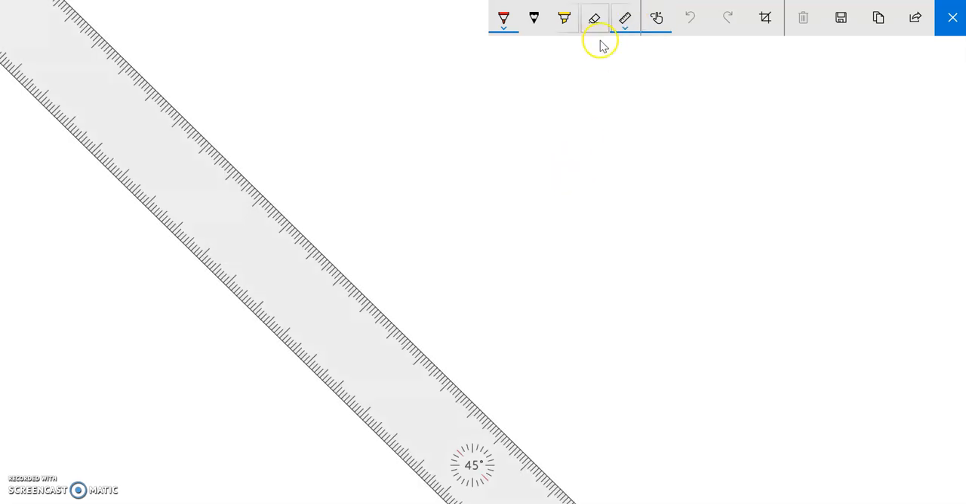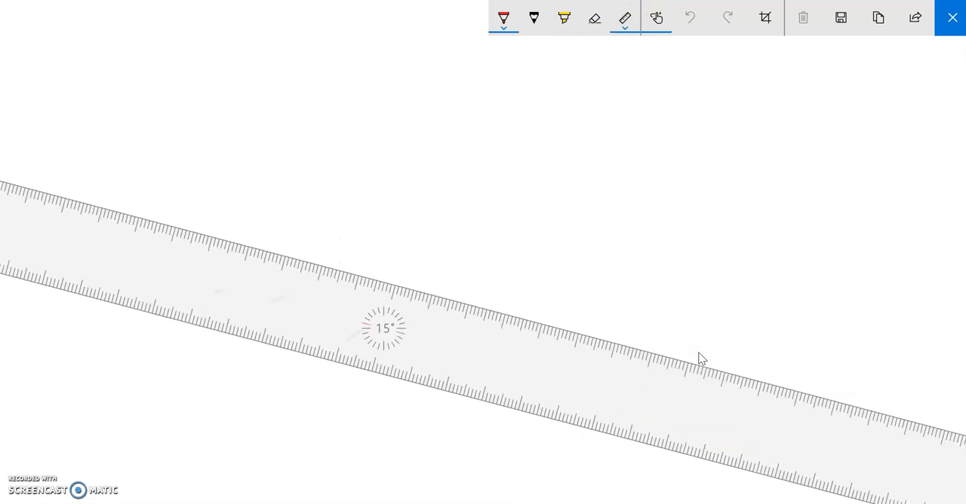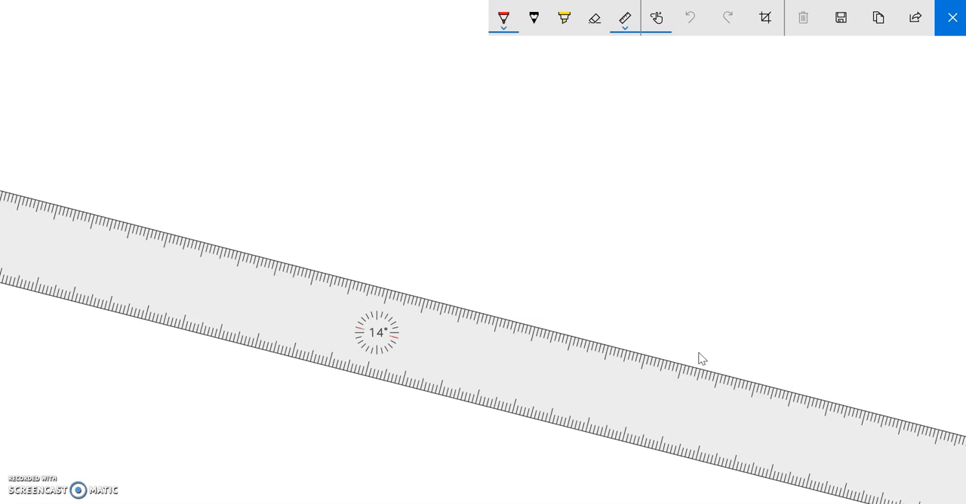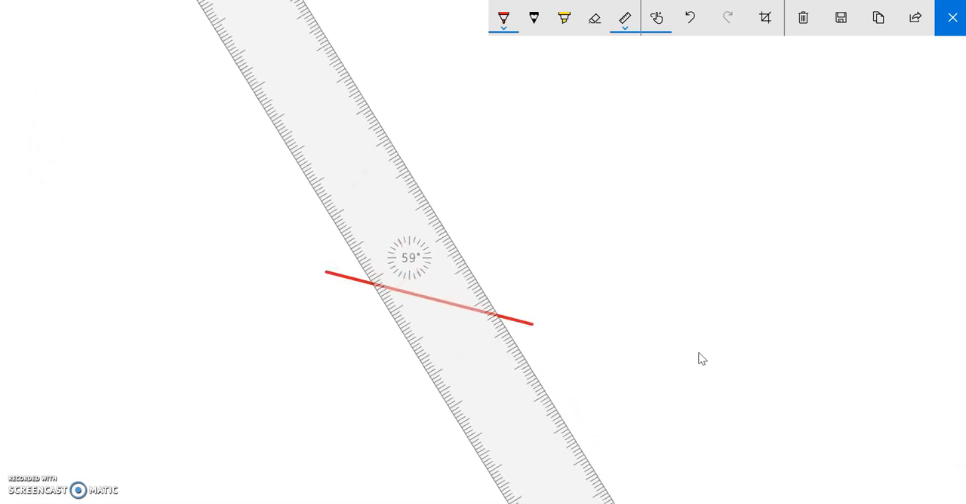All right, so I'm in Windows Ink Space right now. I'm going to look up here at the tools. I have a ruler and a protractor. I'm going to use the ruler, and I'm just going to make a triangle right now. So just draw some lines. And I can use both fingers on this to rotate it.